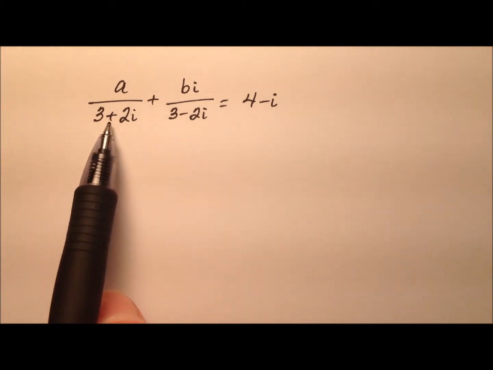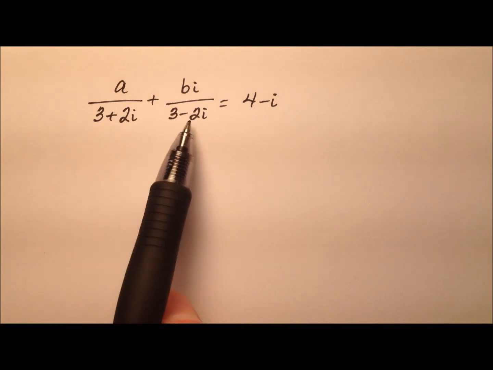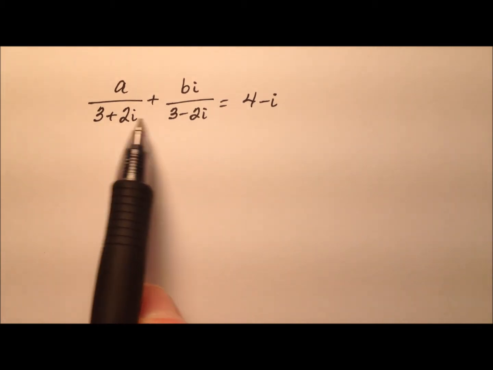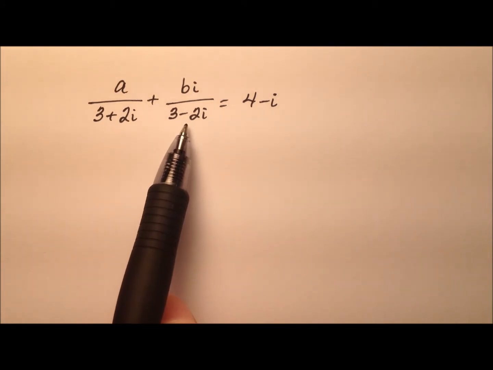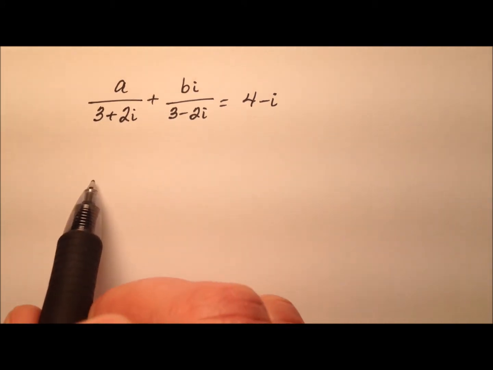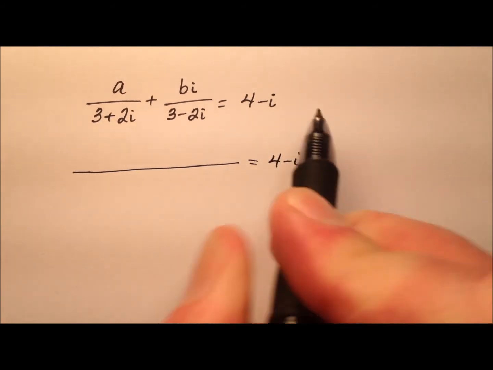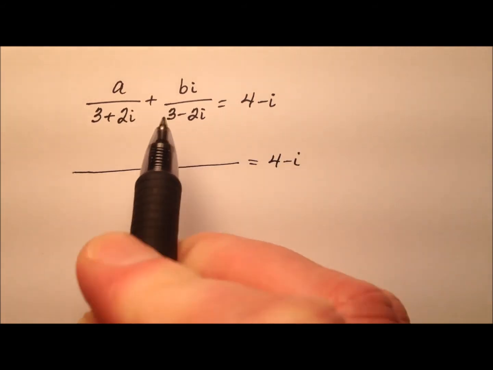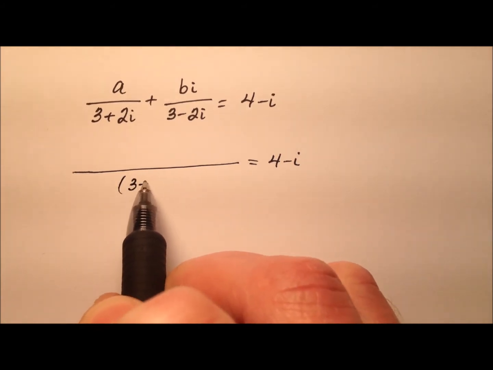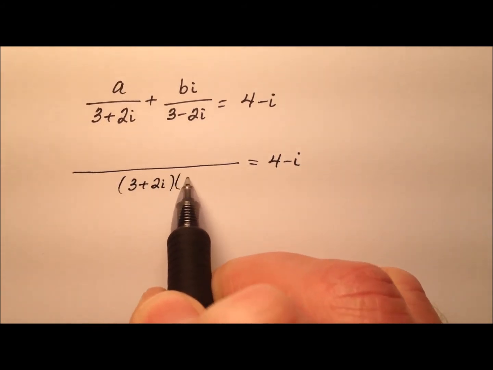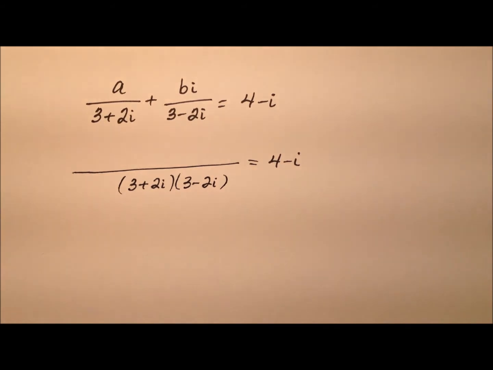This is nice because when I multiply them together to get a common denominator, it will actually result in a real number. So no more complex number in the denominator. That's good. So let's go ahead and get to work. I'm going to get my common denominator by multiplying these two denominators together. So it will be 3 plus 2i times 3 minus 2i.